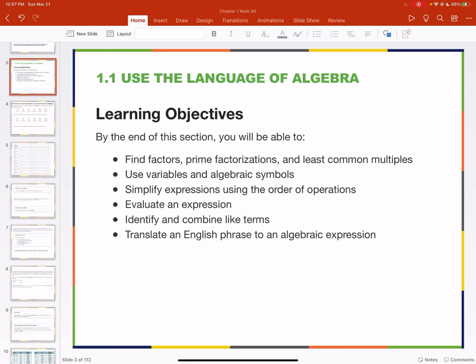So section 1.1 talks about a lot of things. We're going to go over factoring, least common multiples, order of operations, what it means to evaluate an expression, combining like terms, and then translating English to algebra. A lot of it will probably be review, because this is stuff that we've seen a long time ago. But if it's been a while for you, that's okay. That's just how re-entering the world of math is.